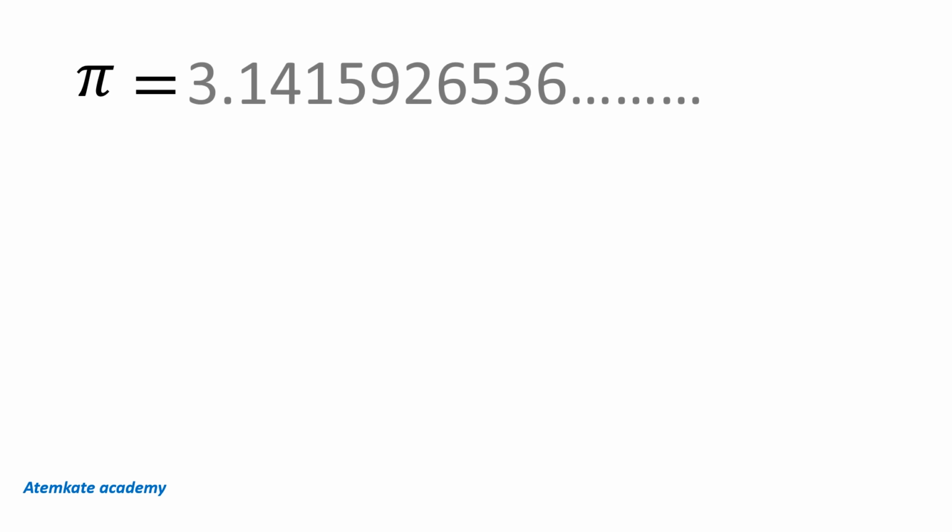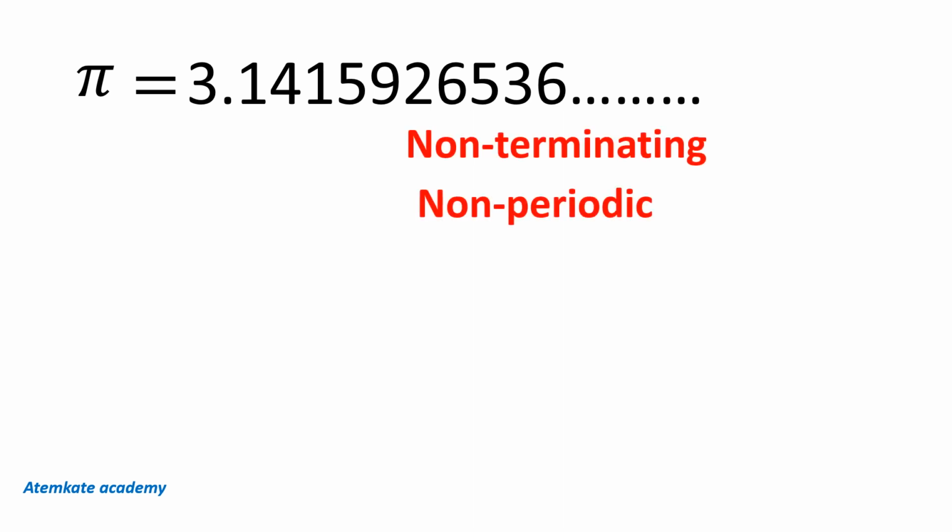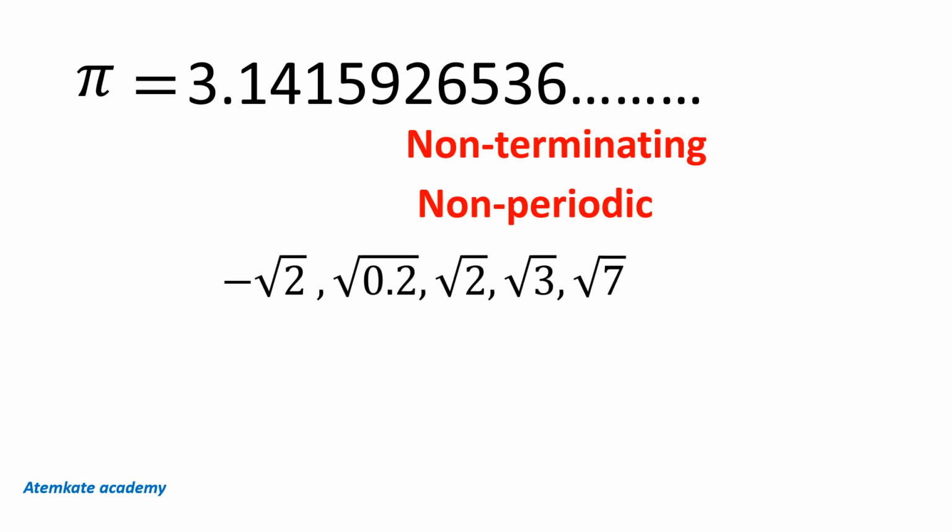Let's take the number pi. Punch this on your calculator, you will get 3.14159265536. When you look at this decimal expansion, you will see that it is non-terminating and non-periodic. You can also check other values.